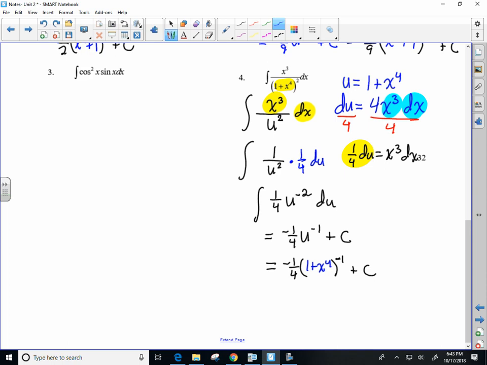Right? Because what a person who's really strong in pre-calc might say is, oh, I can make that 1 minus sine squared, because cosine squared is equal to 1 minus sine squared.